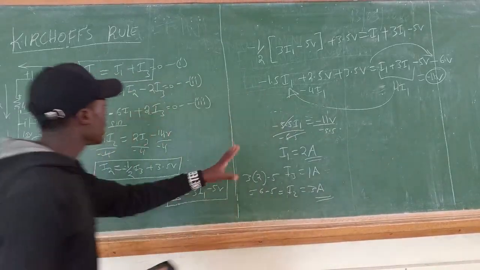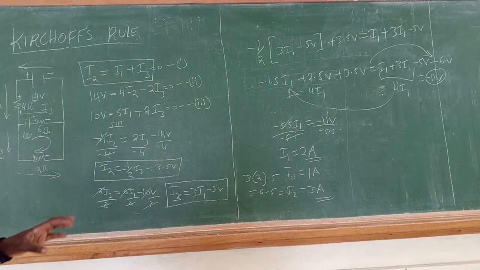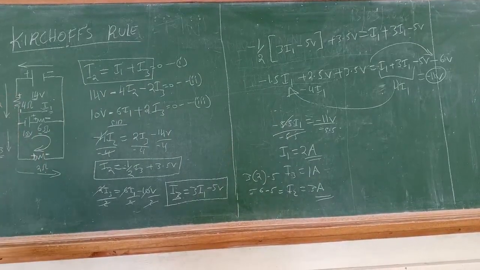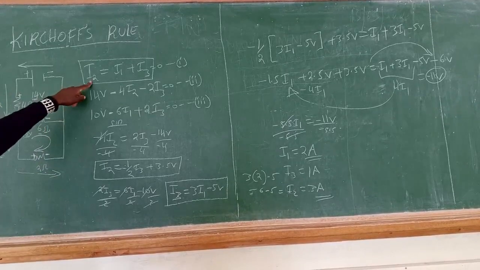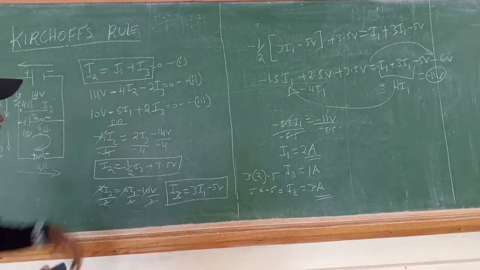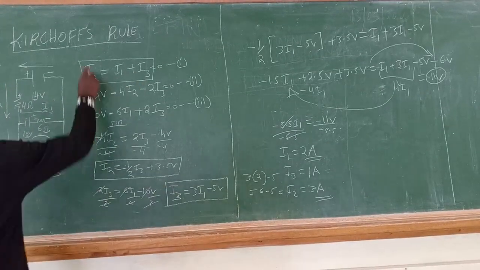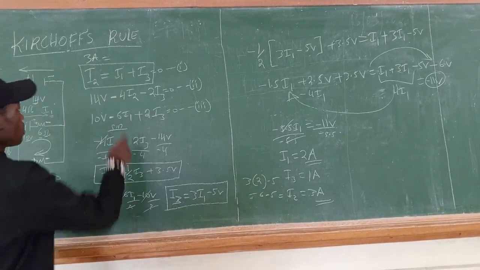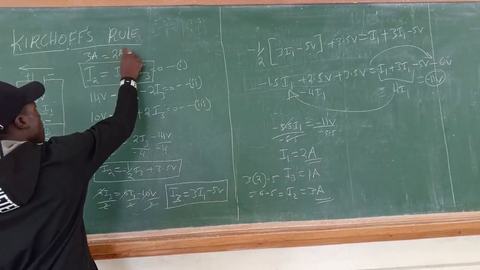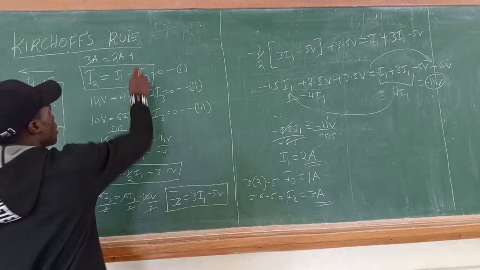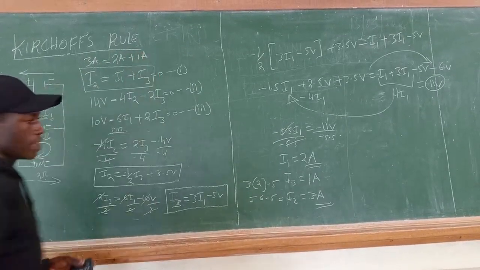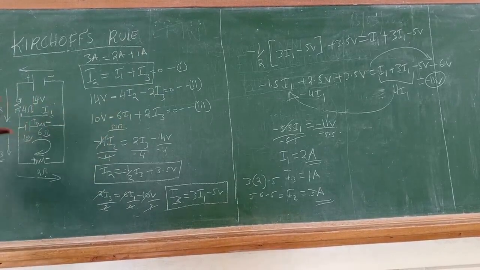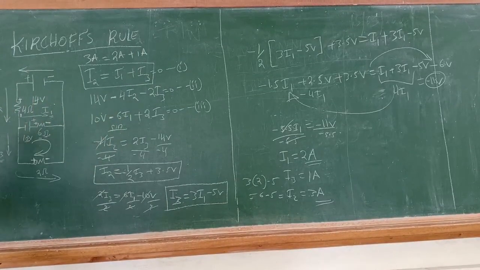And we want to see if these values really show the application of Kirchhoff's rule in solving this particular equation. We say I2 is equal to I1 plus I3. So our I2 there is 3 amps, is equal to I1, which is 2 amps, plus I3, which is 1 amp. Then we are right. So we're just going to use this particular formula to solve any other solution that is presented this way.